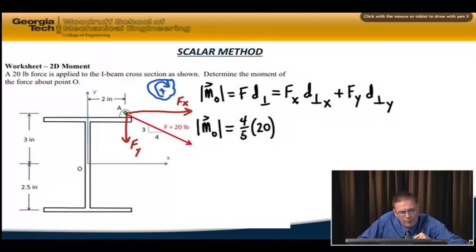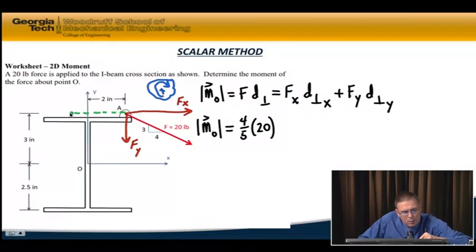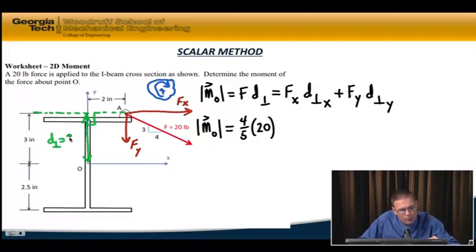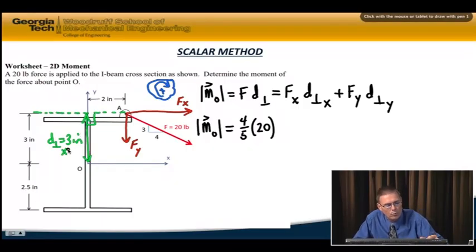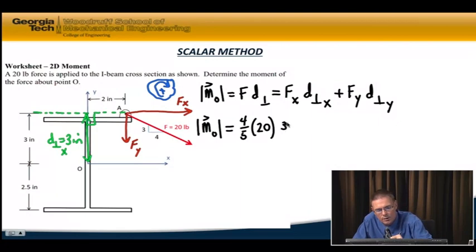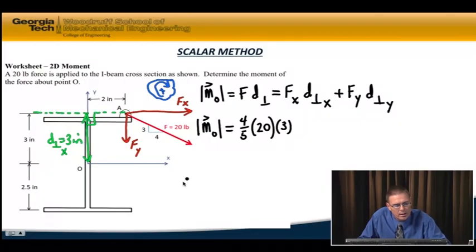And so here's the line of action of the force f sub x. And here's the perpendicular distance, d perpendicular x. And so we see that that is equal to 3 inches. And so we've got 4/5 of 20 times that perpendicular distance, which is 3 inches. And it's going to be positive because that f of x causes a clockwise rotation about point O, and that's positive in accordance with my sign convention.